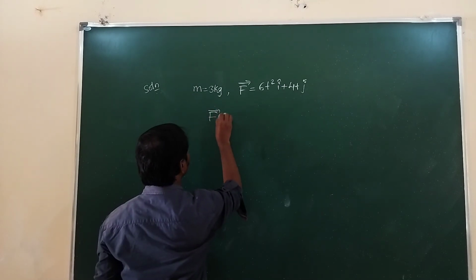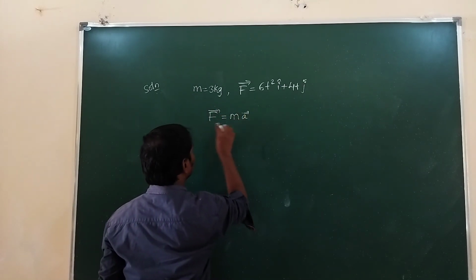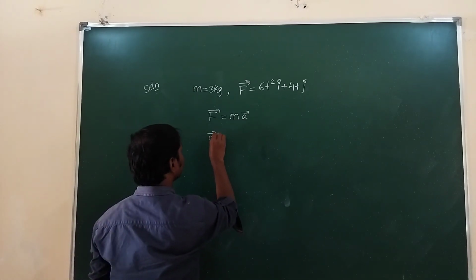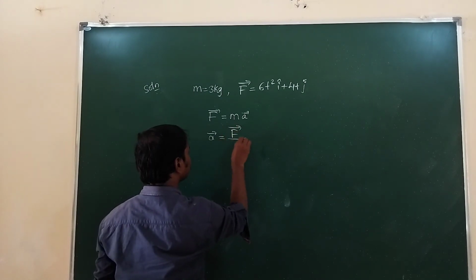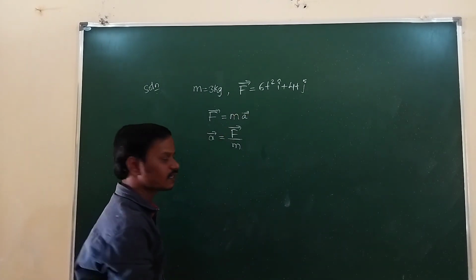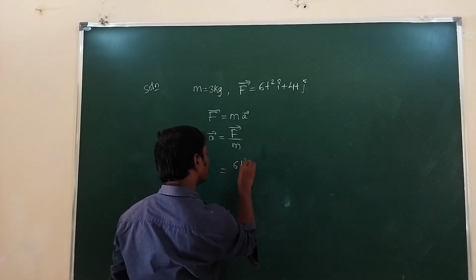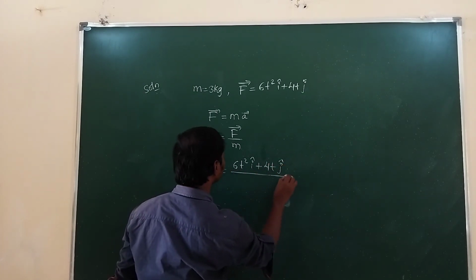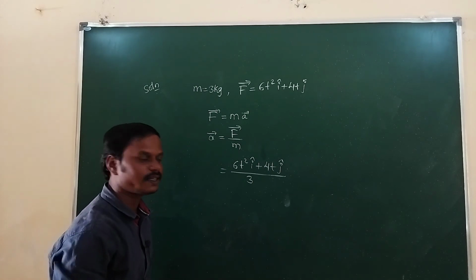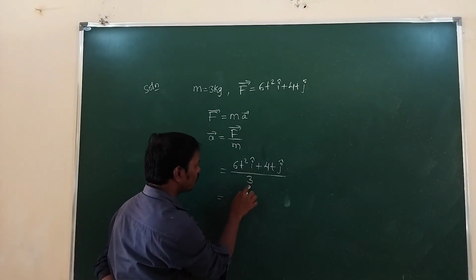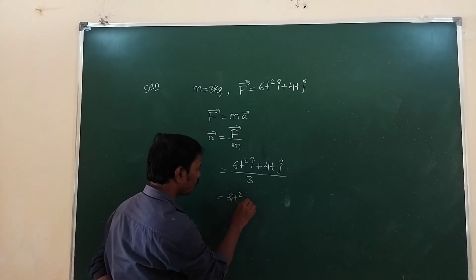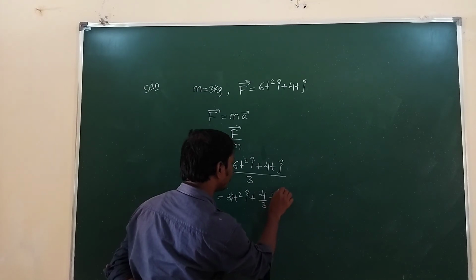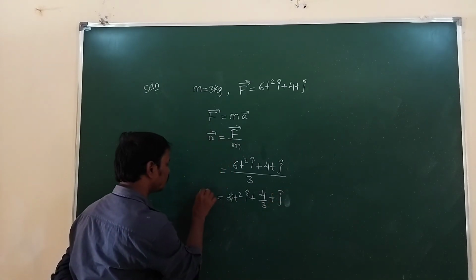F is equal to m into a. Here force is a vector, acceleration is a vector, but mass is a scalar. Now, acceleration vector is equal to F by m. F is 6t square I cap plus 4t j cap divided by the mass, which is 3 kg. Now, 6t square by 3 is 2t square I, and 4 by 3 into t j cap. Then this is the acceleration vector.